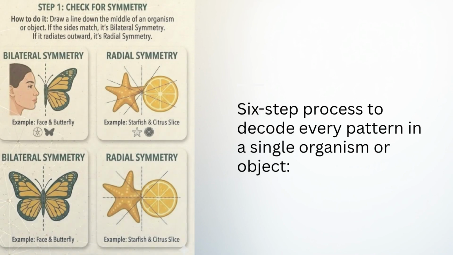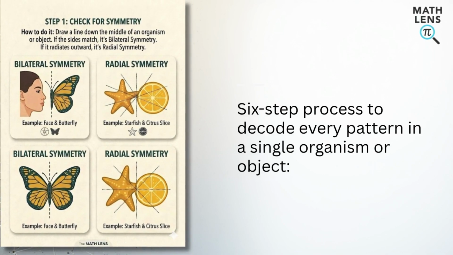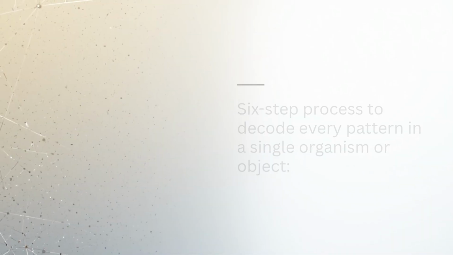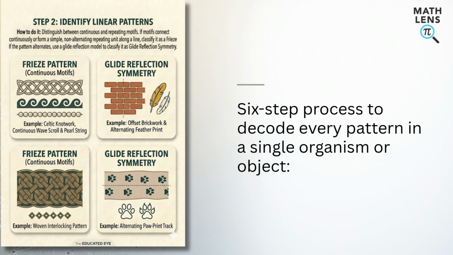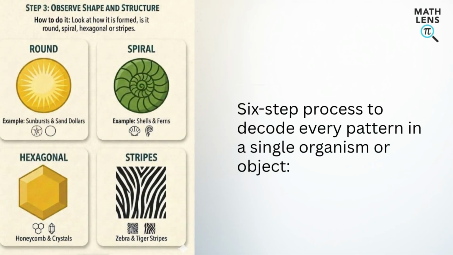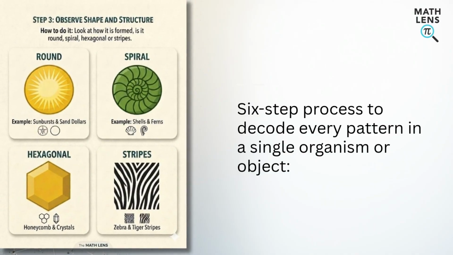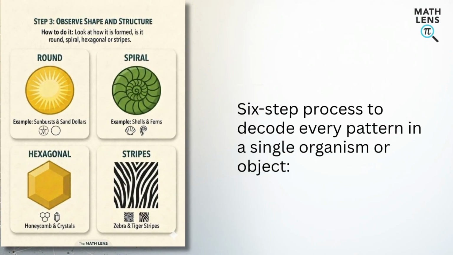Steps to decode patterns. 1. Check for symmetry. Bilateral symmetry, mirrored sides. Radial symmetry. Patterns radiate from a center. 2. Identify linear patterns. Frieze pattern. Lines repeat in a one-dimensional channel. Glide reflection symmetry, alternating lines. 3. Revisit overall shape. Consider if the form is round, spiral, hexagonal, or striped.